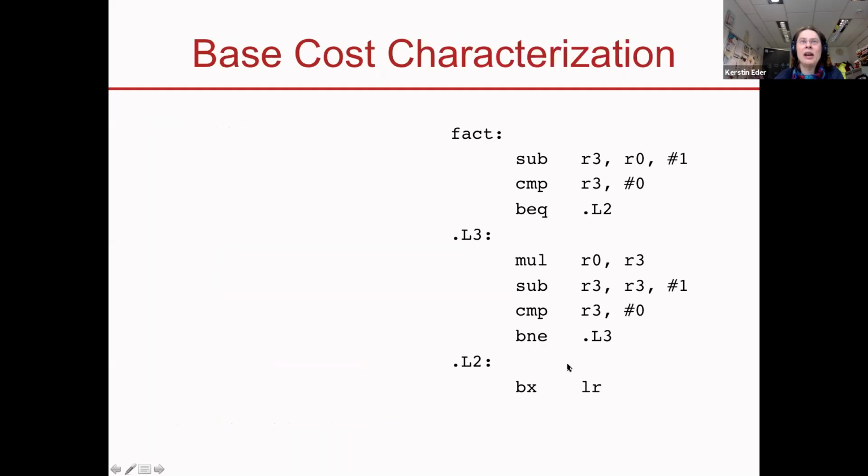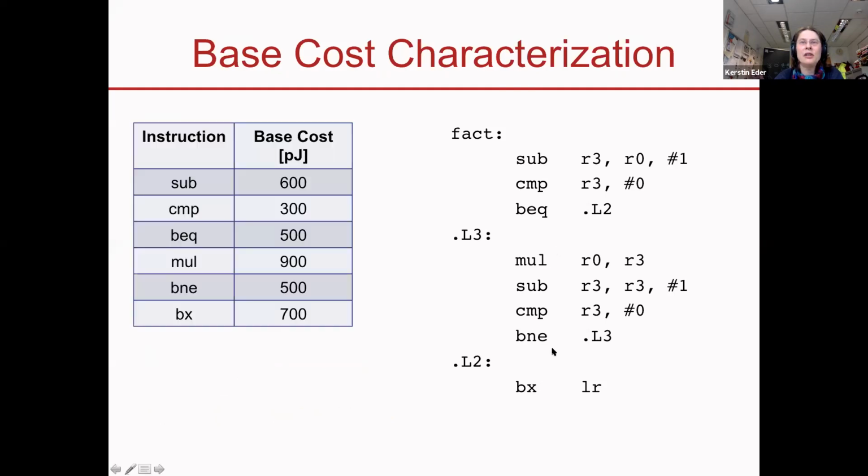Okay, so now we come to the base cost characterization. In order to determine how much energy is consumed by this little program, we need to know how much it costs to run each one of those instructions. So for each instruction in the program, we need to measure the base costs, for instance, by repeatedly running large loops and observing the resource consumption, and then associating the costs that we are observing to these instructions. So we can see the subtraction, we assume, costs 600 picojoule. The multiplication is the most expensive, costs 900 picojoule, and so on. There's different branches in there as well. So these are our base costs.